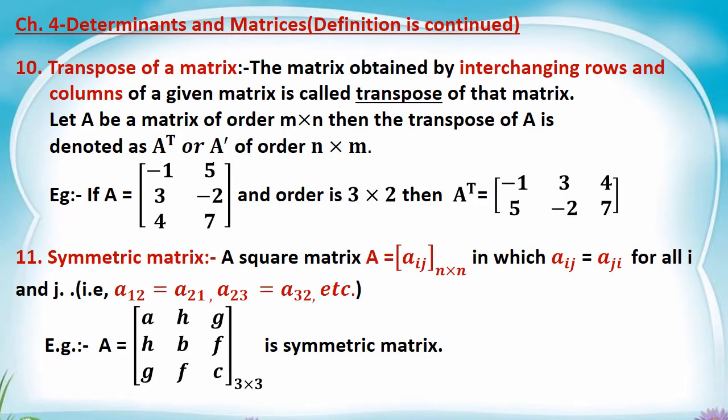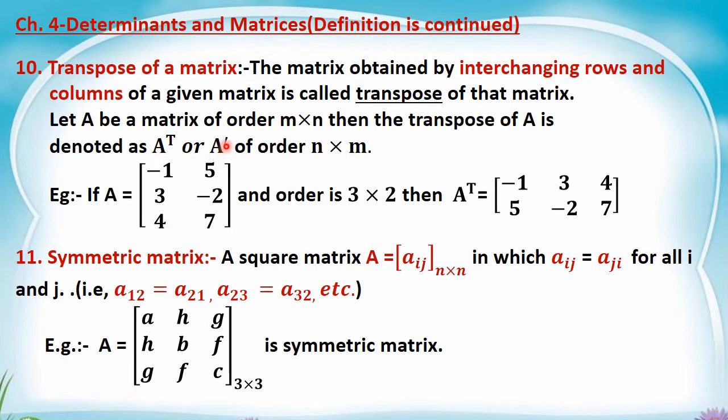Next is transpose of a matrix. The matrix obtained by interchanging the rows and columns of a given matrix is called the transpose of that matrix. Now, if A is a matrix of order m by n, then the order of its transpose will be n by m, because the rows are interchanged to columns and columns are interchanged to rows. So, n by m is the order of the transpose. The transpose of the matrix A is represented by A raised to T or A dash.